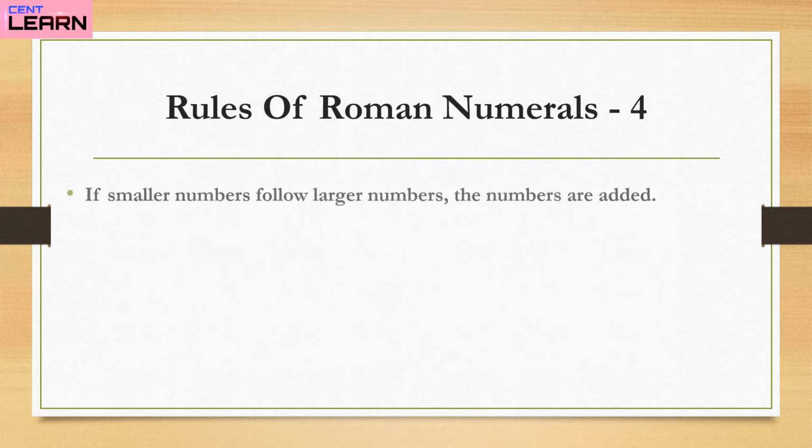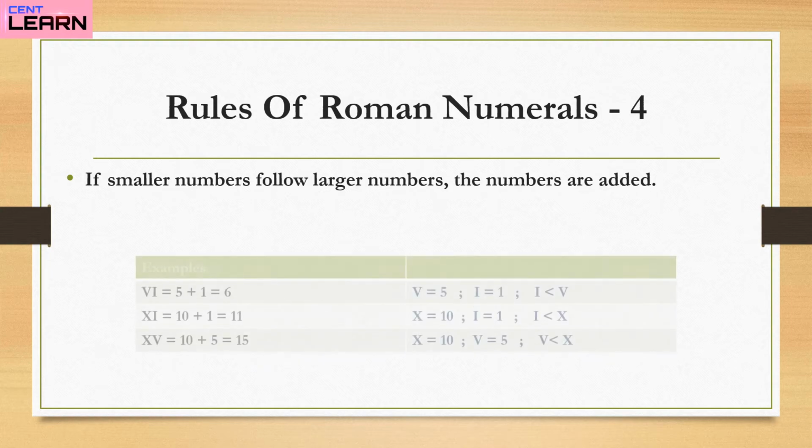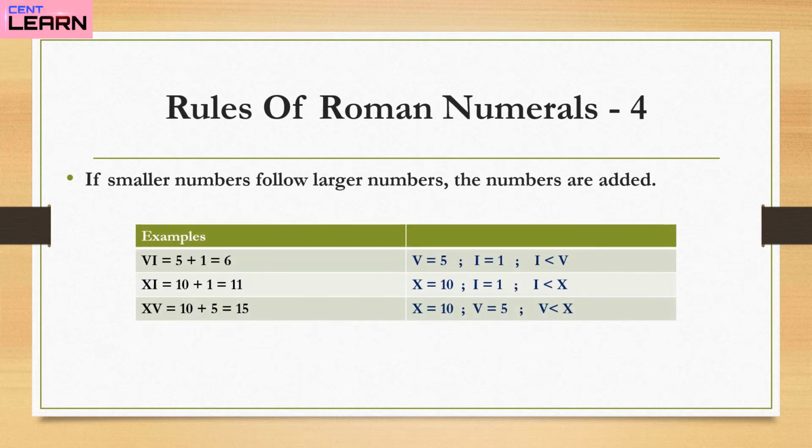If smaller numbers follow larger numbers, the numbers are added. For example, VI, V is equal to 5 and I is equal to 1. So here the smaller number I is following the larger number V. So they will be added. 5 plus 1 is equal to 6. Similarly, XI is equal to 10 plus 1 is equal to 11. XV is equal to 10 plus 5 is equal to 15.